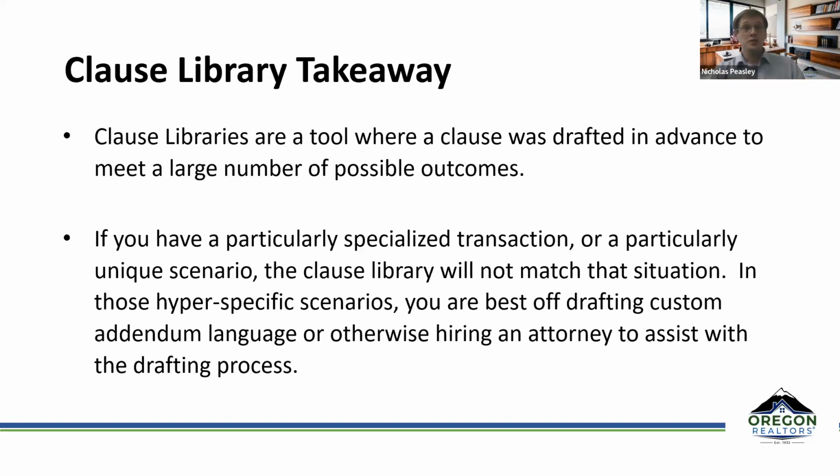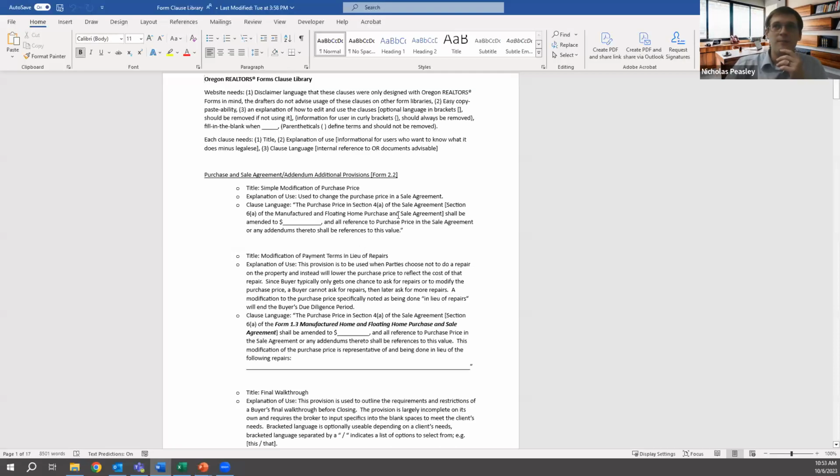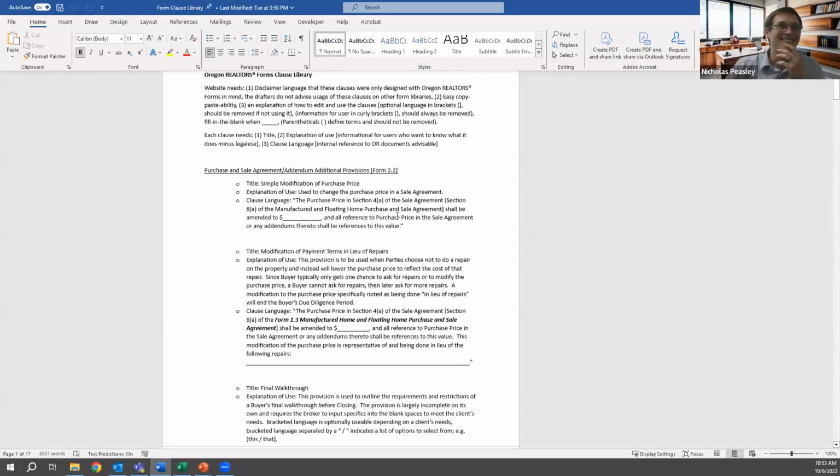Now, should you use clause libraries whenever possible? Usually, yes, it's pre-drafted language. It's good for you. But don't use it as a panacea. It is not the ultimate balm. And that is our training on clause libraries and general addendums. Are there questions that linger, or would people like to see various pieces of a potential clause library?